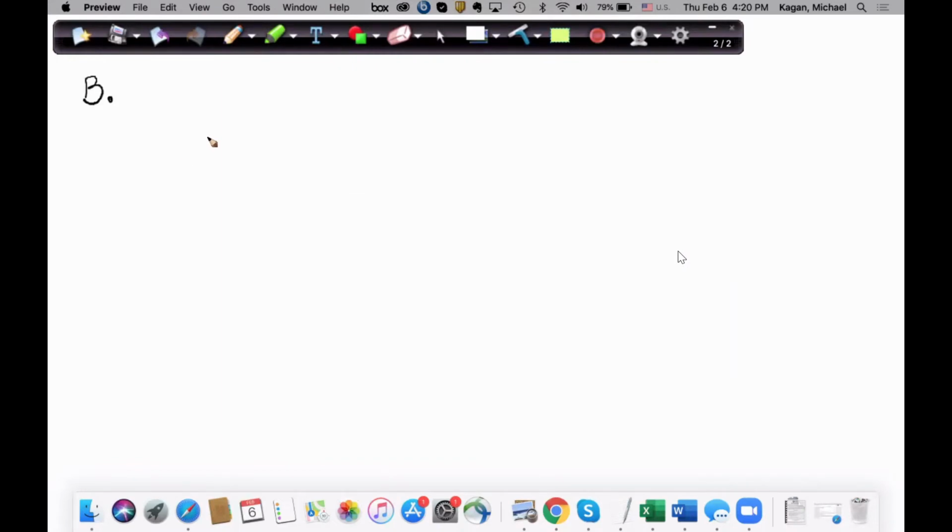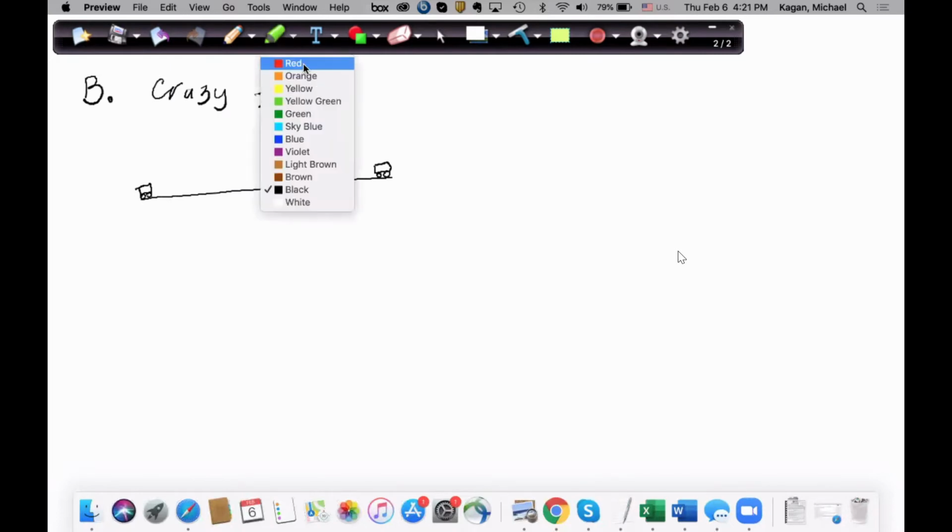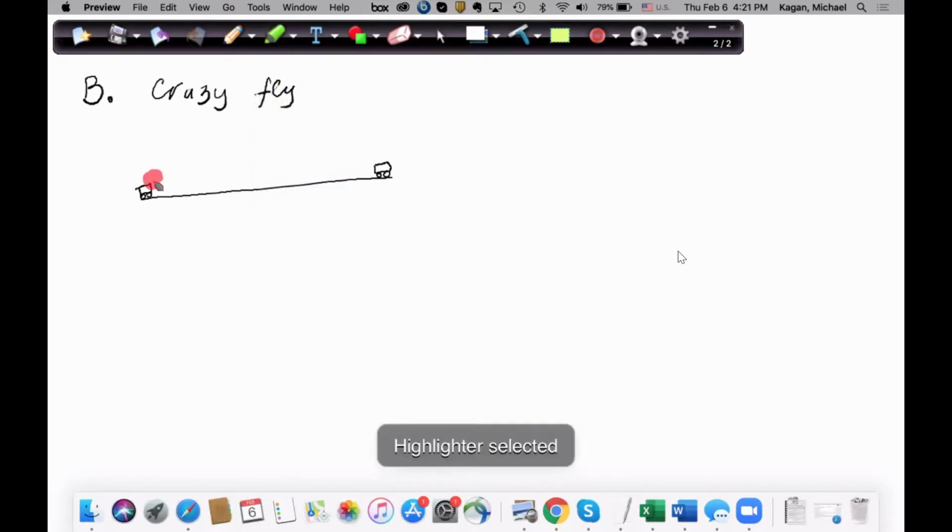Warm-up number B. Again, tell me if you already know this problem because it's pretty classic, but if you don't, that's a fun problem to do. I'll call it a crazy fly problem. There are two trains. You know that one? Yes, yes. Yeah, well, let's do it real quick then, okay?